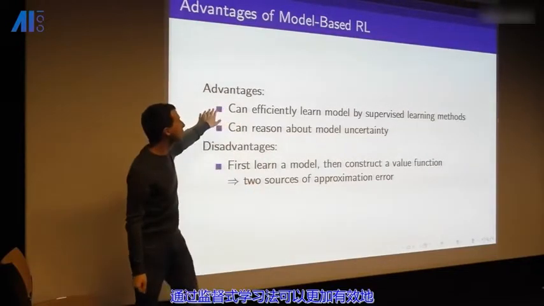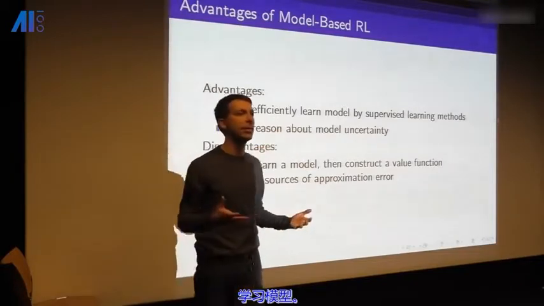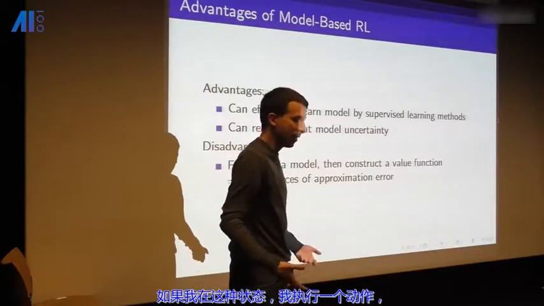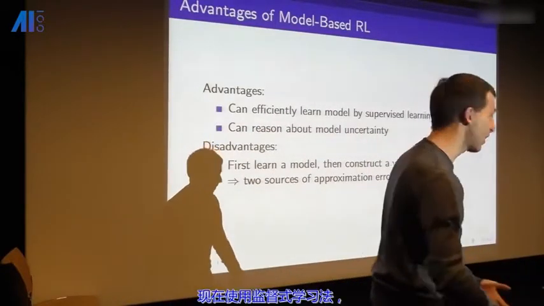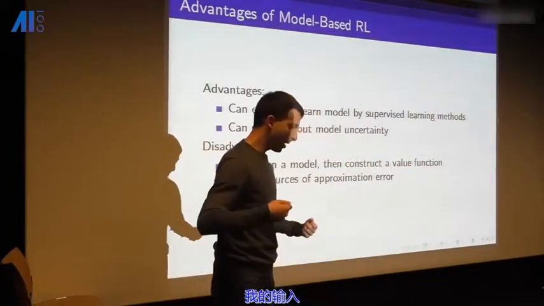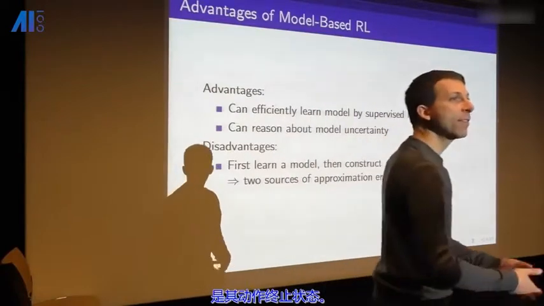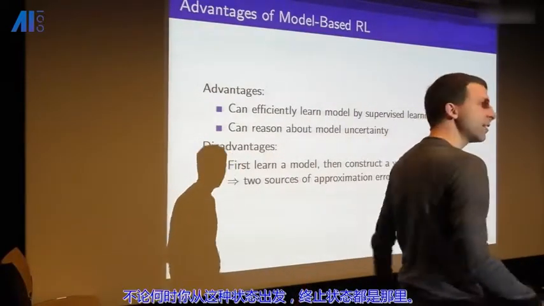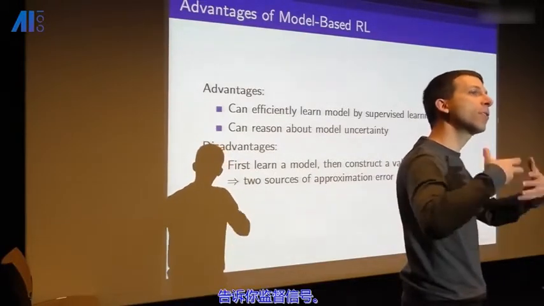In addition, it's also possible to efficiently learn a model by supervised learning methods. One thing which is nice about model learning is, I was in this state, I took a step, and now I'm in another state. So now by supervised learning, I can say that the input is being in this state, the output is whatever state I ended up in. And it's like there's some teacher saying, look, whenever you start in that state, you ended up in this state. Now you've got a teacher that tells you the right thing. We've got a supervision signal.